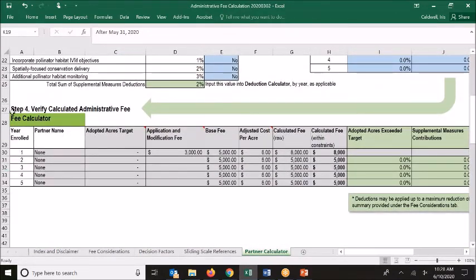So once you've inputted the information into the deduction calculator, you can scroll back here and down, and you can see finally here starting in row 27, we have the calculation showing all of the incremental pieces that have gone into the calculation of the administrative fee. And again, details on these values can be found on these previous tabs, particularly the sliding scale references tab. So all of these gray cells will be completed automatically based on the information that you input in the cells above.